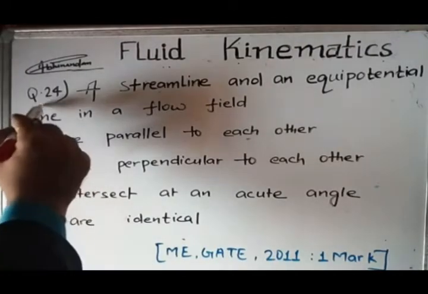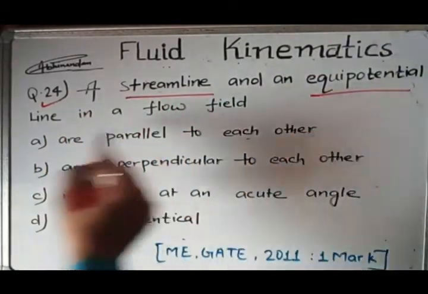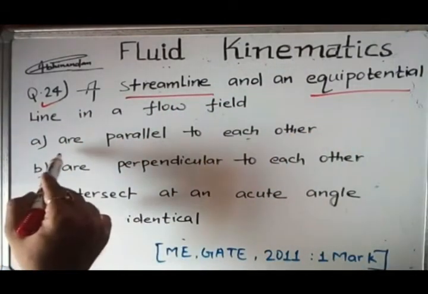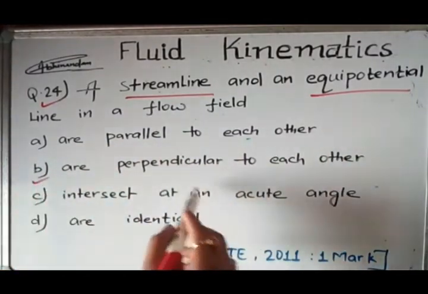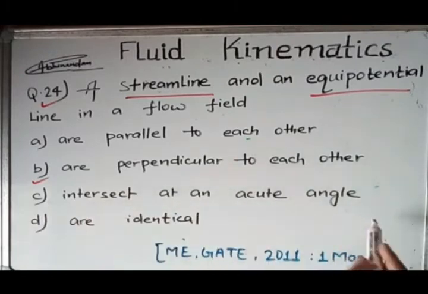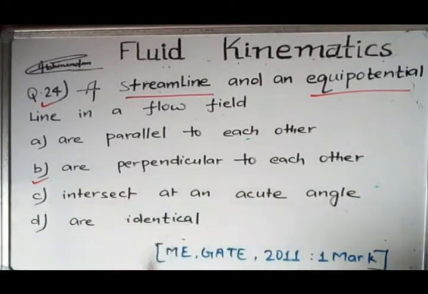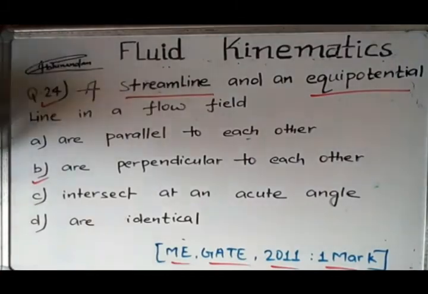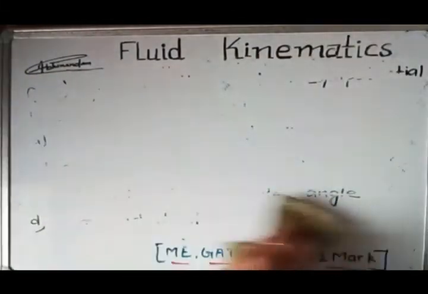Now let's look at question number 24. A streamline and equipotential line in a flow field: option A, are parallel to each other; B, are perpendicular to each other; C, intersect at an acute angle; and D, are identical. This was asked in Mechanical Engineering GATE 2011 for one mark. Now let's see the solution of it.